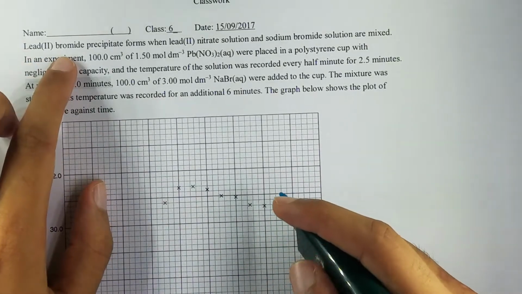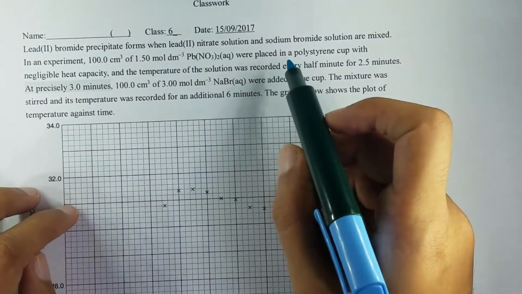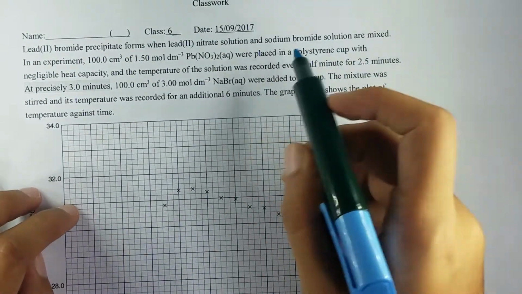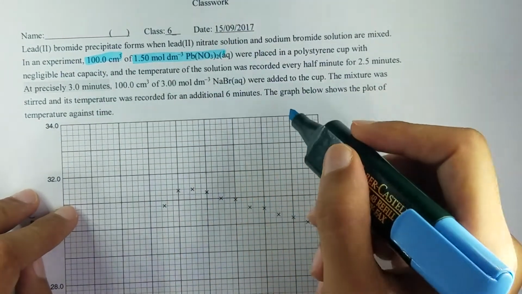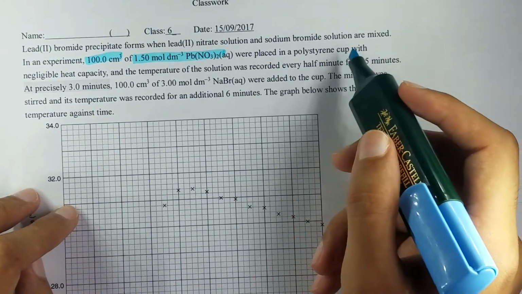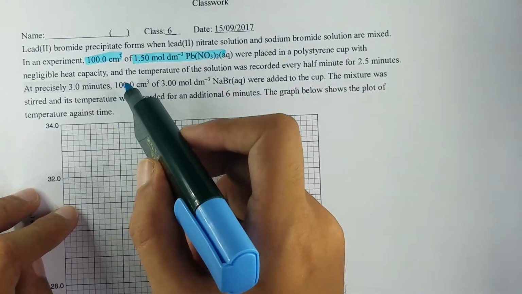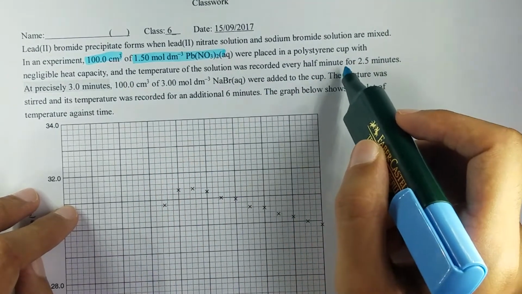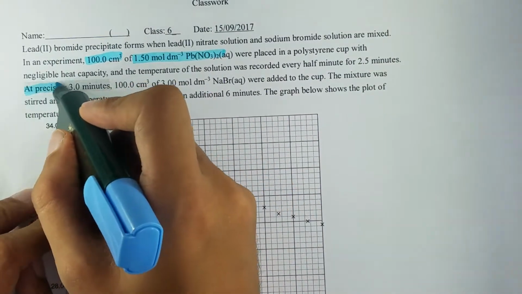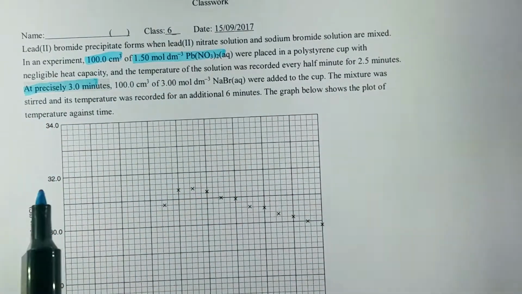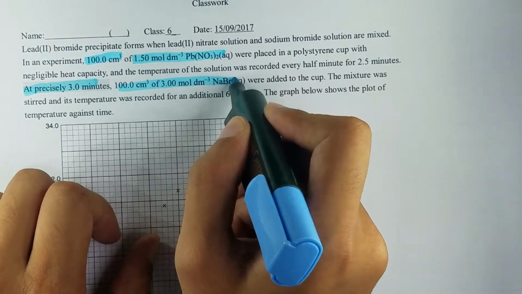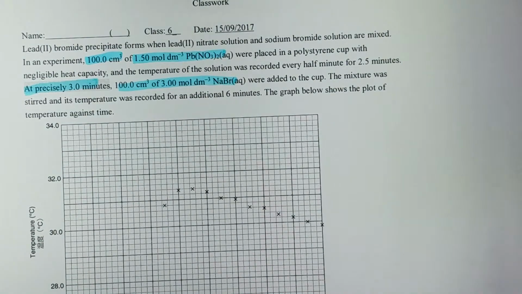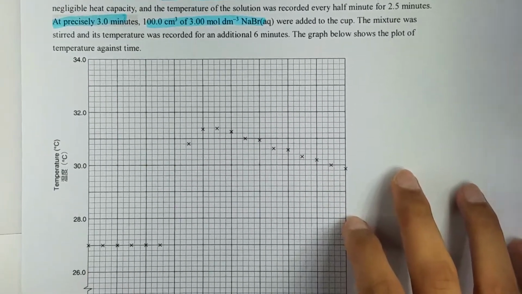We have lead(II) bromide precipitate forming when lead(II) nitrate reacts with sodium bromide. In this experiment we have 100 cm³ of 1.5 M lead(II) nitrate, placed in a polystyrene cup. The temperature of the solution was recorded every half minute for 2.5 minutes. Now this one, at precisely 3 minutes, we need this for the graph, 100 cm³ of 3 M sodium bromide was added to the cup. And then that's it. So the graph was plotted here.